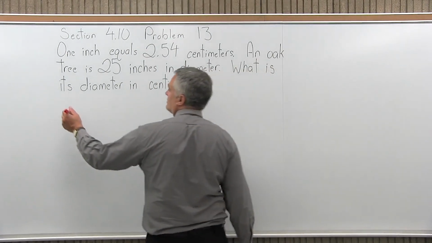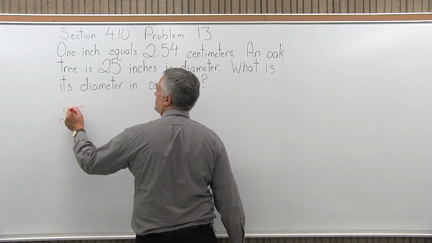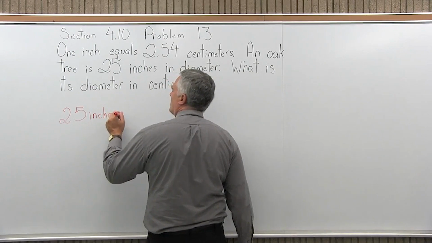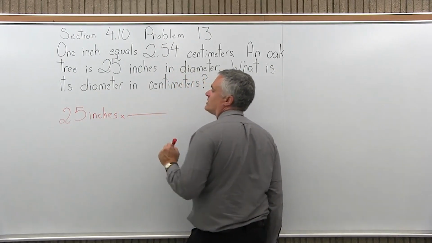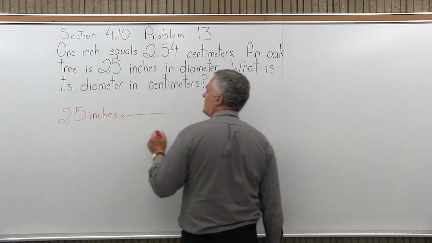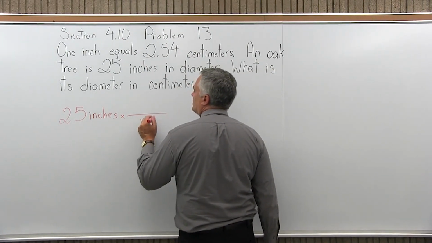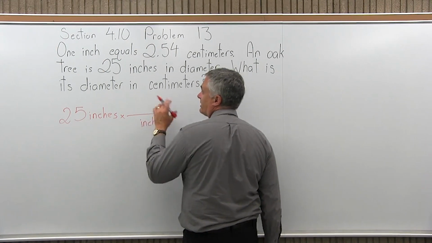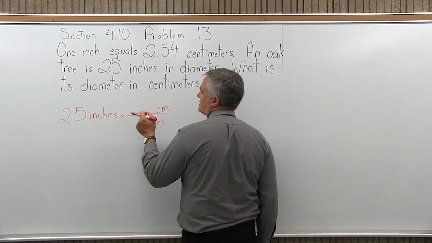So you want to begin with the given quantity, which for us in this problem is 25 inches. And I want to multiply that times a fraction that will have the equivalent amount in the numerator and denominator, but I'm going to want the inches to be in the denominator, so it'll cancel, and I want centimeters to be in the numerator because that's the unit of measure that I want to show up.